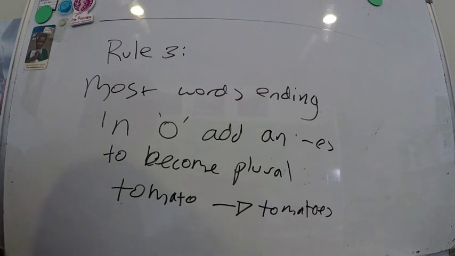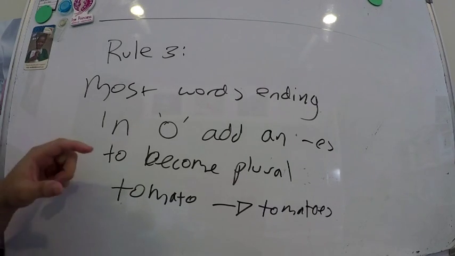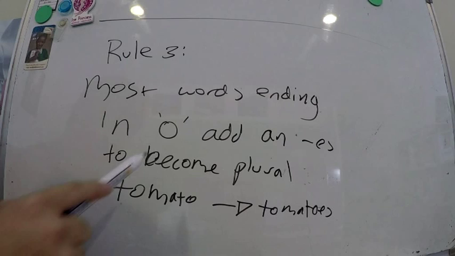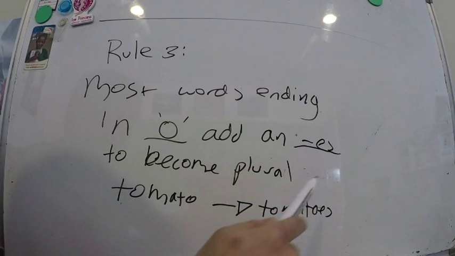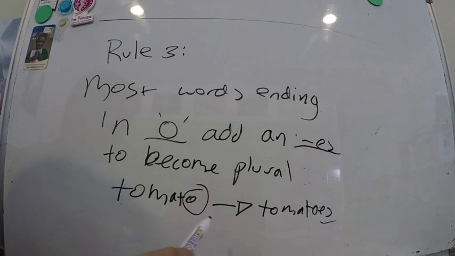Rule number 3. So remember, with our regular plural nouns, we usually just add an S. However, there are a couple of exceptions to this. And the first of these exceptions is that with most words that end with just an O at the end, so you look for the letter O at the end of your word, you add an ES instead of just an S to become plural. So we can give the example of tomato. With tomato, you just add an ES because the word ends with an O, okay?